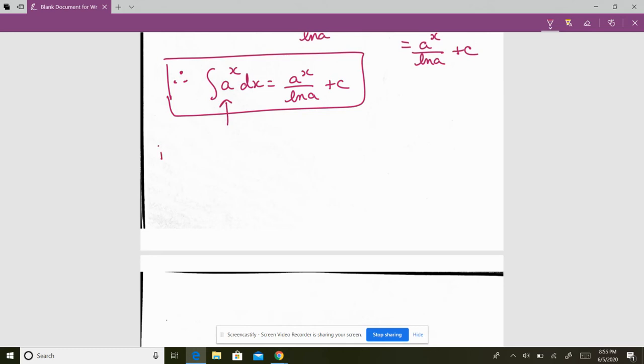So we'll start with a simple one. Integral of 2 to the power of x dx. Does it match this formula? It does. So it just becomes a to the x, which is 2 to the x, over natural log of the base 2 plus c. That's it.